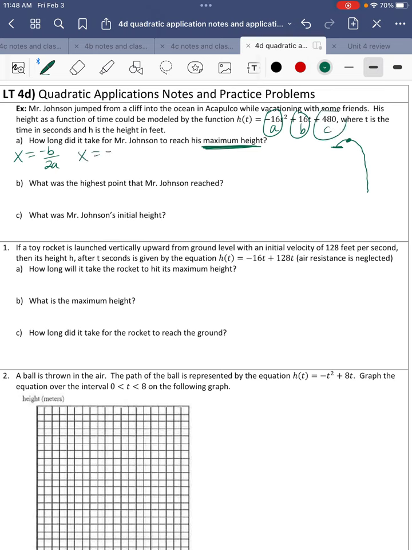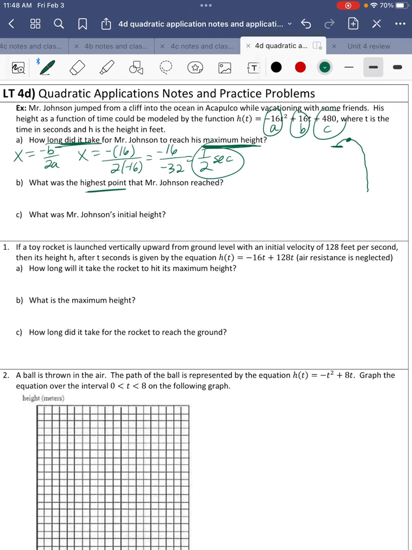So we have x equals the opposite of b over 2 times a. So that's negative 16 over negative 32, which simplifies down to 1/2. So how long did it take me? It only took me half a second to get up to my maximum height.